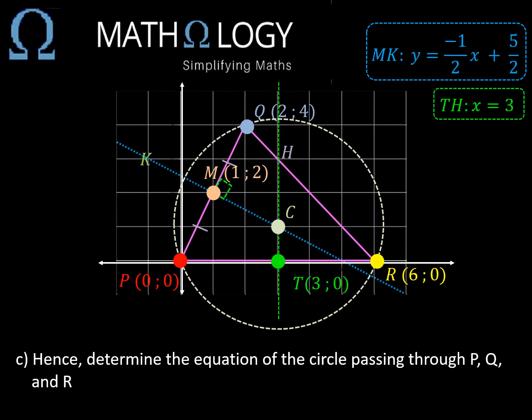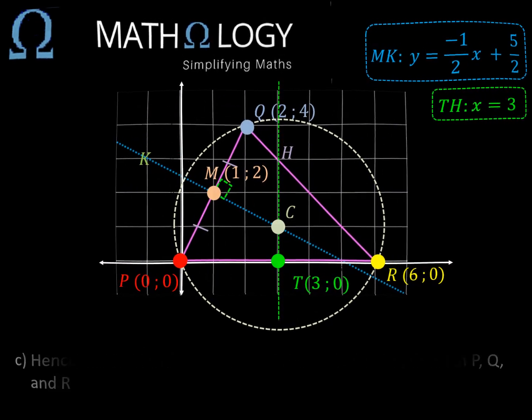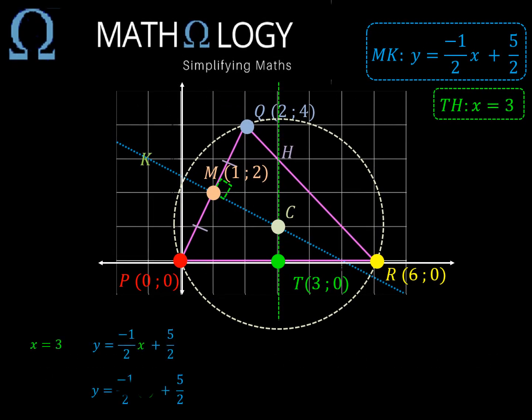To determine the equation of a circle, we need to know the coordinates of the center of the circle, as well as the length of the radius of the circle. Since C is the center of the circle passing through P, Q, and R, and C is the point of intersection of the two perpendicular bisectors, MK and TH, to determine the coordinates of C, we simply equate the equation of MK to that of TH. So, substituting x equals 3 into y equals -1/2 x plus 5/2 gives us y equal to 1. The coordinates of C, the center of the circle, are therefore (3, 1).